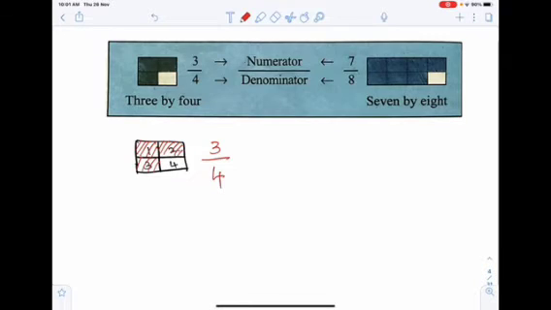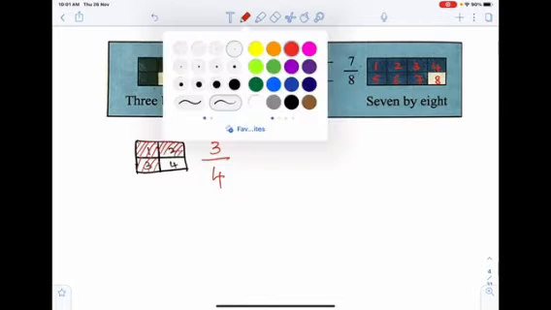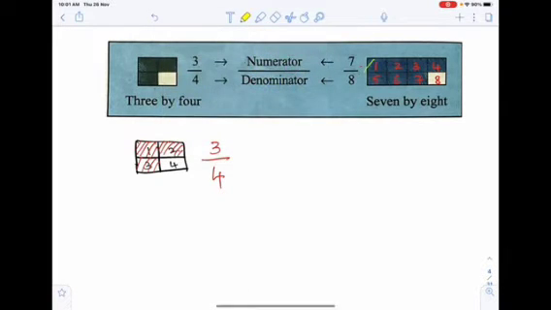Similarly, we have another figure here. 1, 2, 3, 4, 5, 6, 7, 8. So out of 8 parts, only 7 is being shaded. Okay. Now, since 7 is shaded, I write this fraction as 7 by 8.